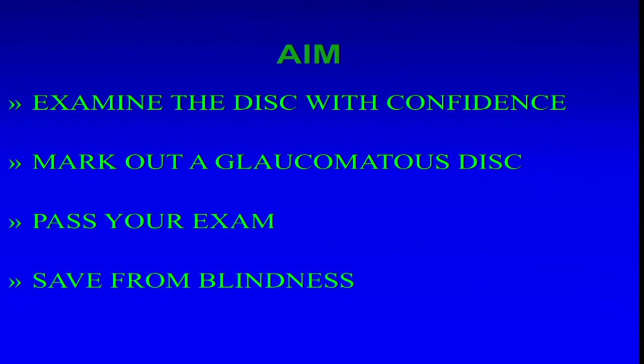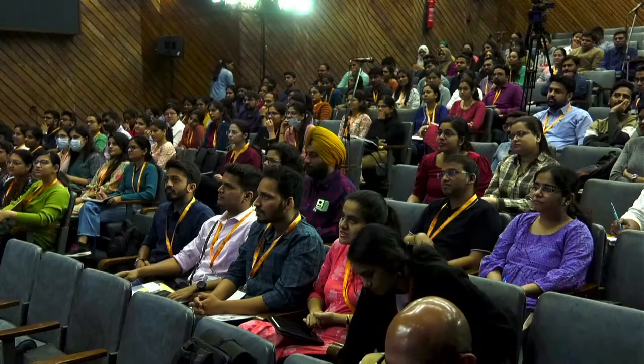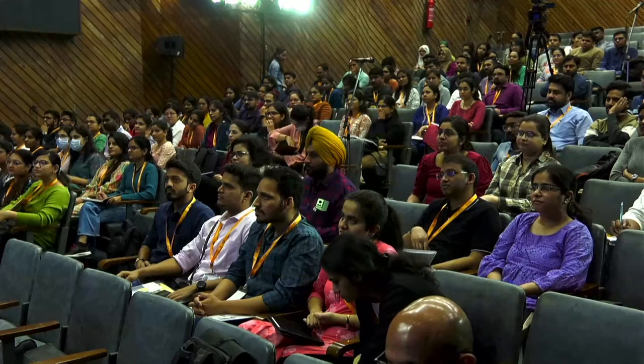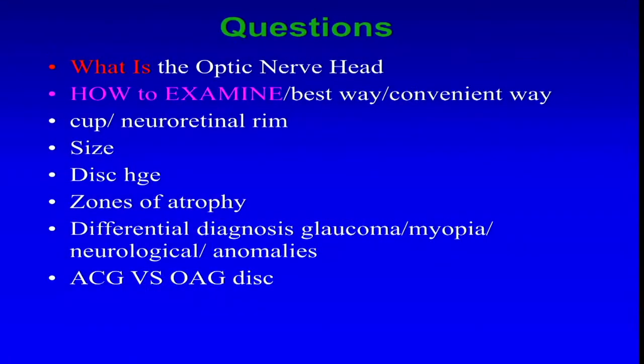But I told her that the most important exam is the one in life, when you are sitting alone and there's nobody to help you. Please have a gonioscope of your own, bought by you, a 90D, and an indirect ophthalmoscope. If you master these three things, you will always be good. So what are the questions that may come? What is an optic nerve? How do we examine it? Is cup important or is it the neuroretinal rim? What is the size? What is disc hemorrhage?